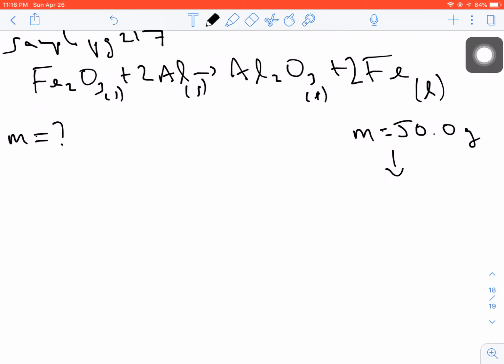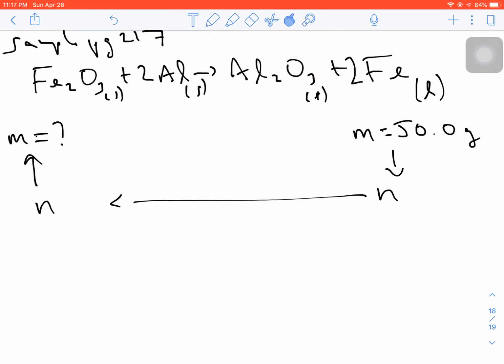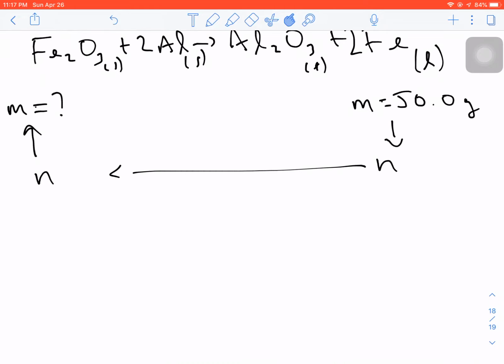I'm going to use M to calculate the number of moles, use this number of moles to calculate the number of moles on this side using mole ratios, and then I'm going to use the molar mass to calculate my unknown mass, or how much iron oxide powder do I need. Okay, so let's scroll up just a little bit. To calculate the number of moles here, it's going to be mass divided by molar mass, just like we did on our test.